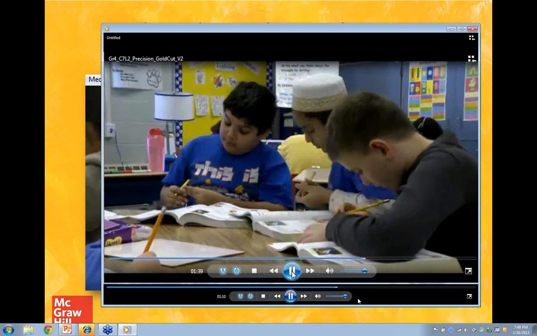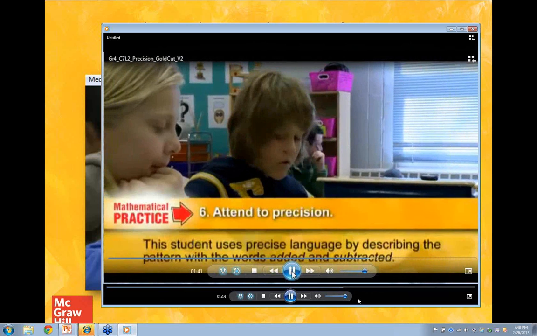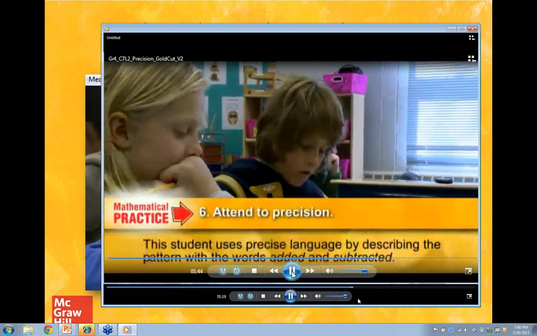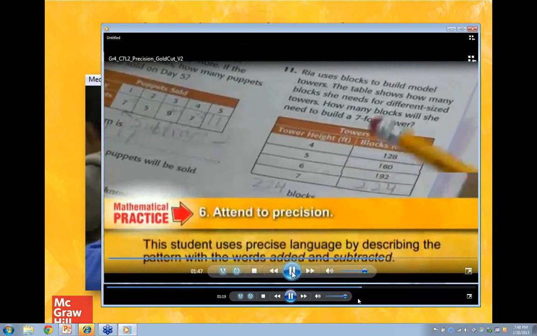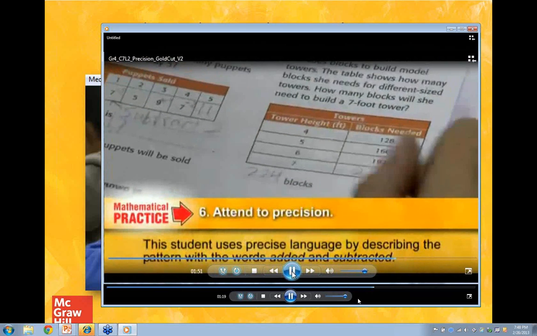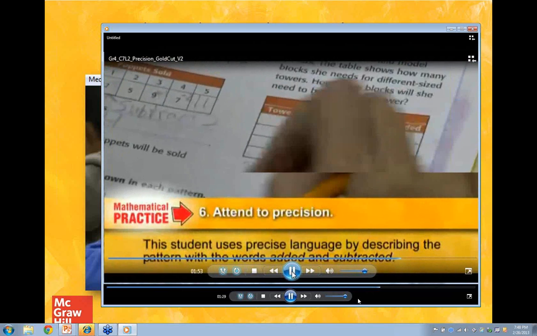Dominique, just explain how you got yours. I took 160, I subtracted it by 128, I got 32, and then I took 192 and added with 32, and I got 224.